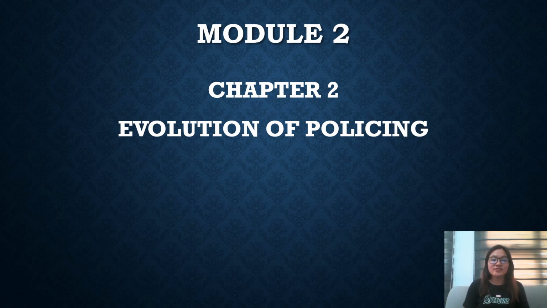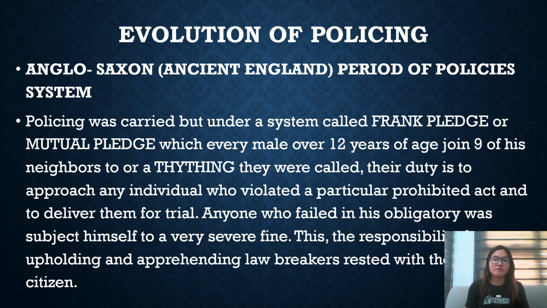Let's now discuss our Module 2 or Chapter 2 titled Evolution of Policy. So first, we have the Anglo-Saxon or yung tinatawag nating Ancient England period of policy system.